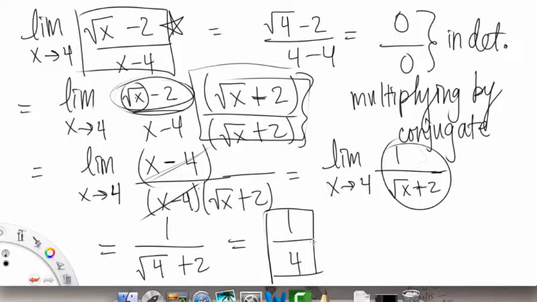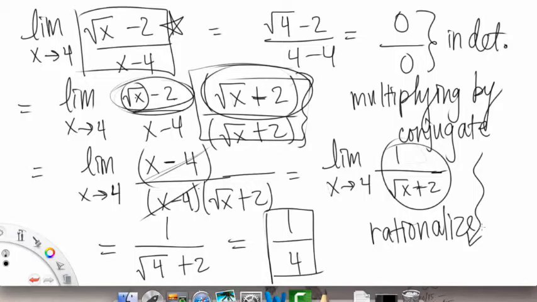Again, here we multiplied by the conjugate, just some terminology, and what we also did is rationalize the numerator. If you had some kind of square root on the denominator and you wanted to multiply by the conjugate, it would be called rationalizing the denominator, likewise.